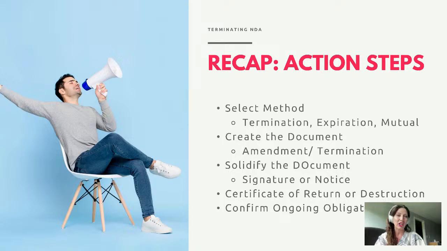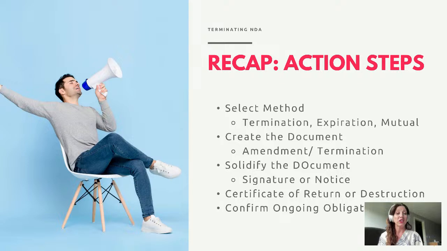So let's take a quick step back at the action steps. We went through a lot there. First and foremost, you're going to select the method of termination you want to use. Do you want to actively terminate it from one side to the other? Do you want it to naturally expire? Expiration is where it just goes its term. Everything is good and it's ended. Like if you have a 2-year NDA, after 2 years, it's over. Or you can terminate it by mutual consent.